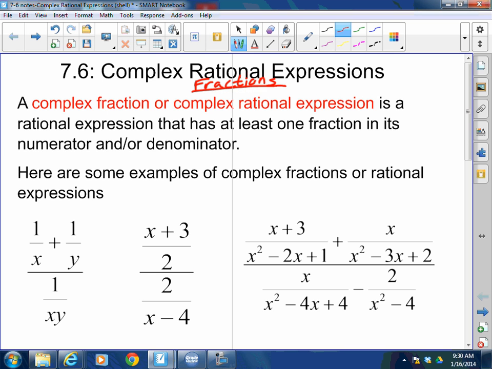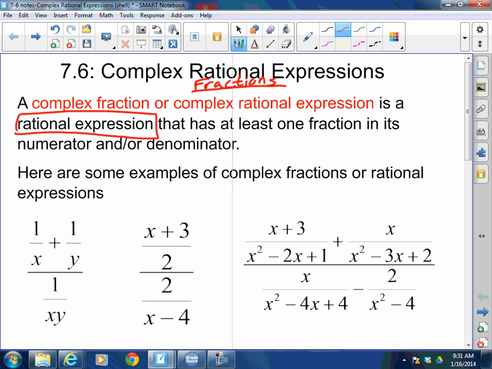So what is a complex fraction or rational expression? It is a rational expression. You know what rational expressions are. That means it's a fraction with a variable in the denominator that has at least one fraction in its numerator and/or denominator. So in this one, it's going to be multiple fractions within fractions.